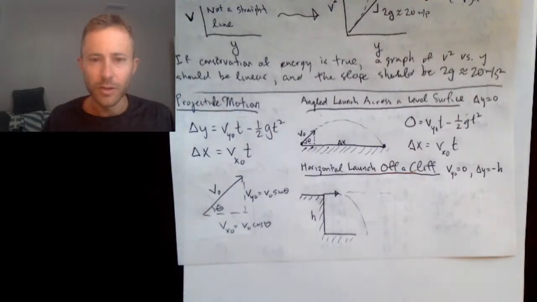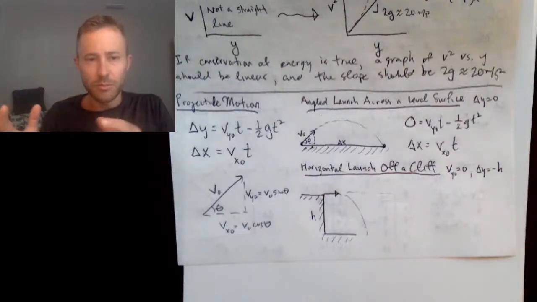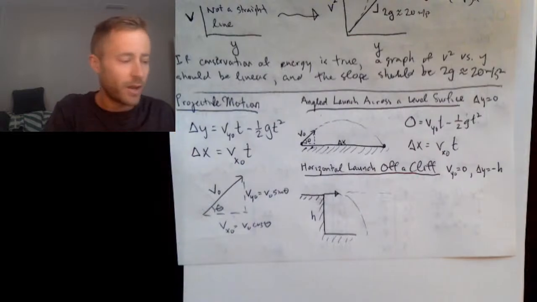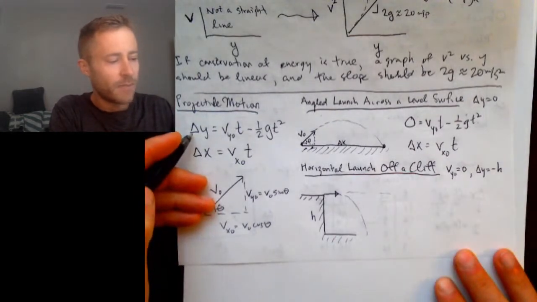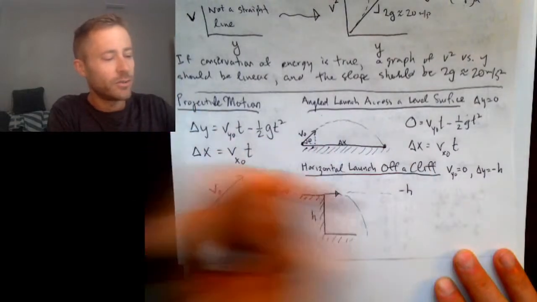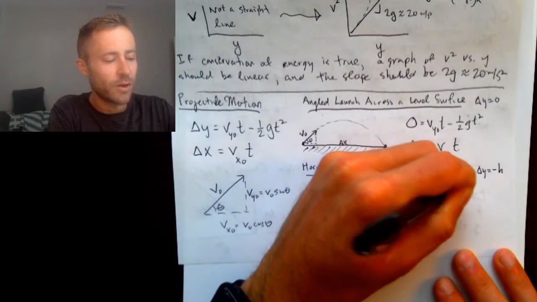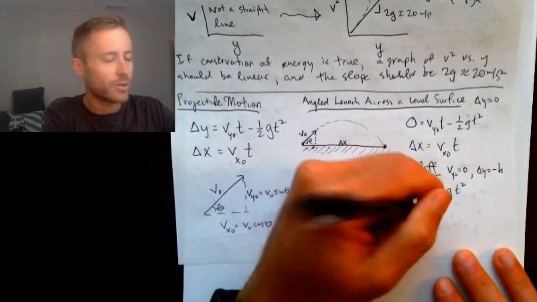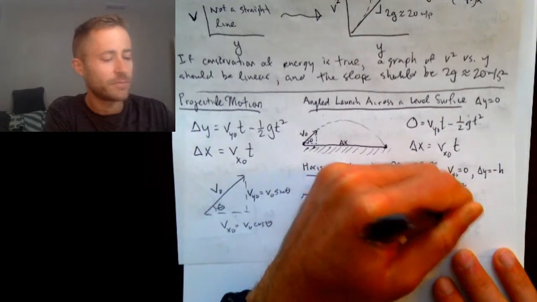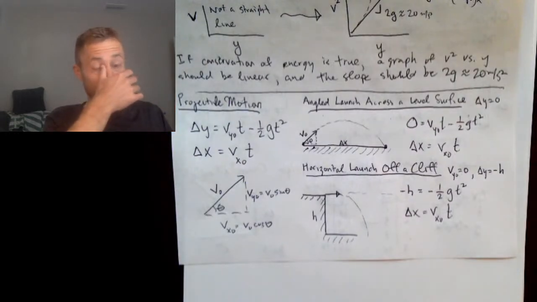So again, these are the general equations, but we can use the specific situation to refine that equation and simplify it. So delta y is negative h. Vy naught is 0, so we just have negative h equals negative 1/2 g t squared. And then the delta x equation is unchanged. Okay? So that's how that works.